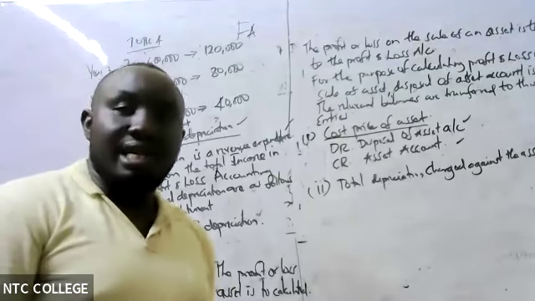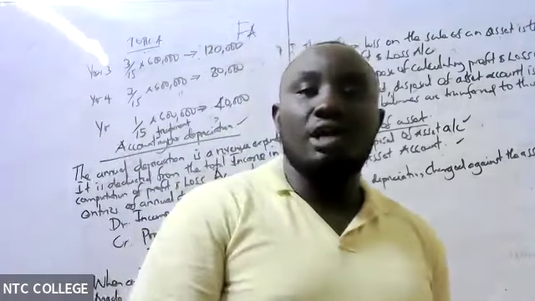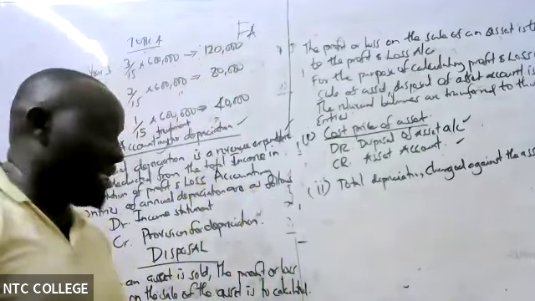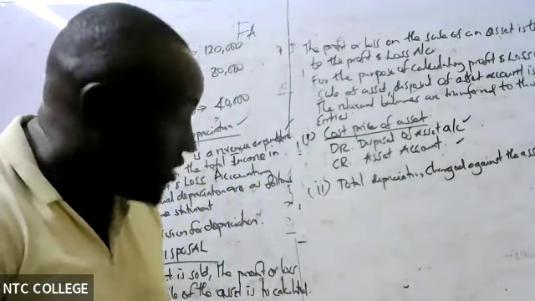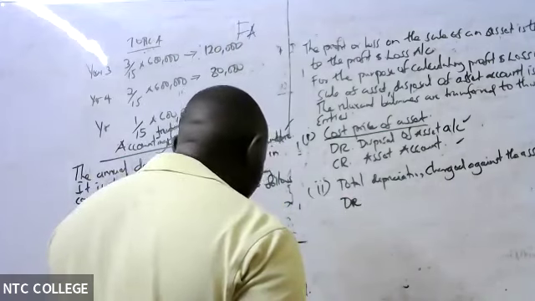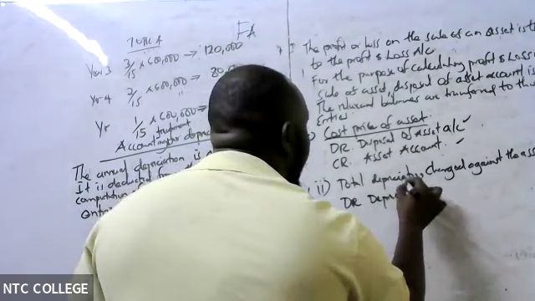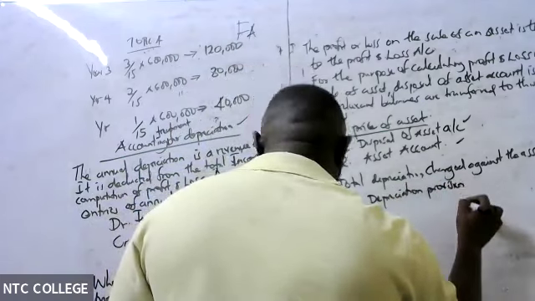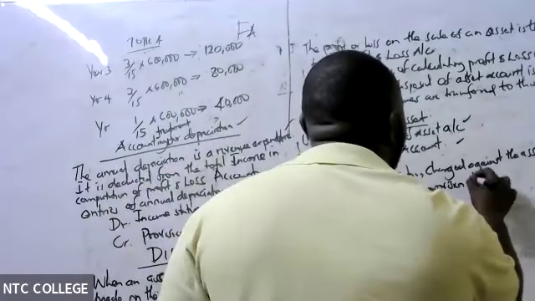Total depreciation charge against the asset. At the time of disposal, for example, maybe the asset has lost value to a certain percentage. What do you do to the total depreciation charge against the asset? We debit the depreciation provision account.